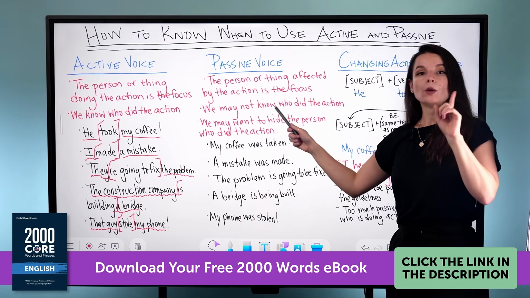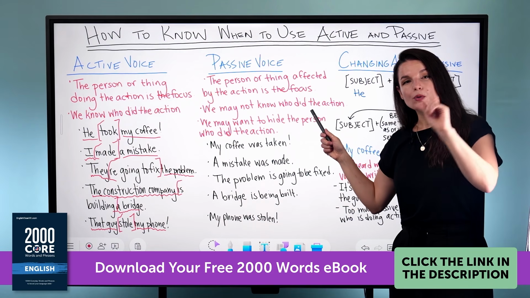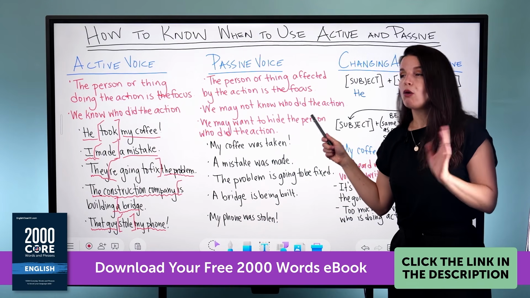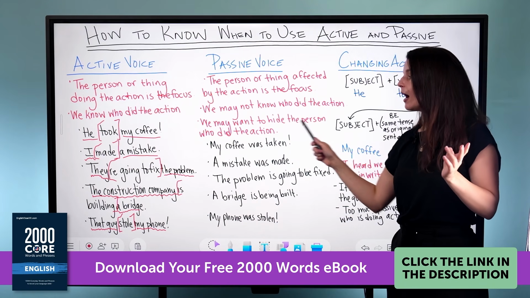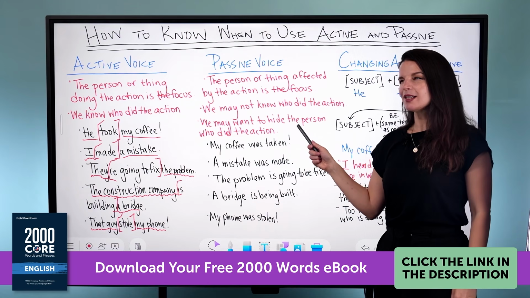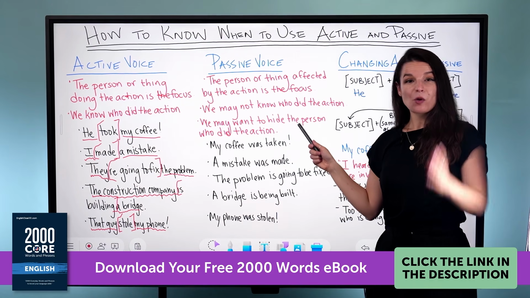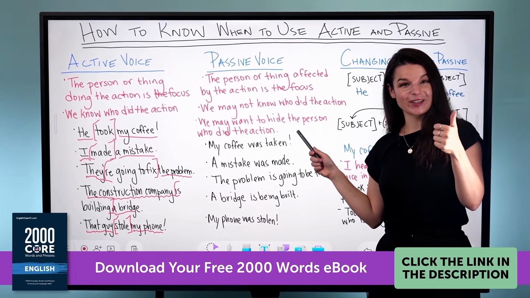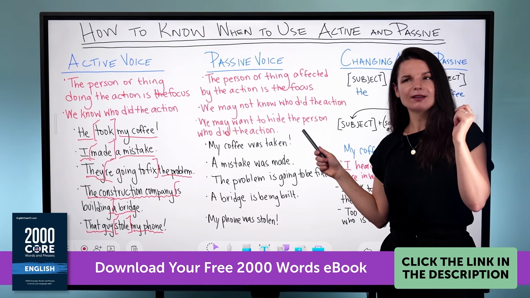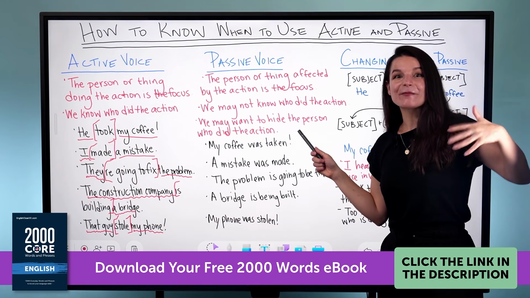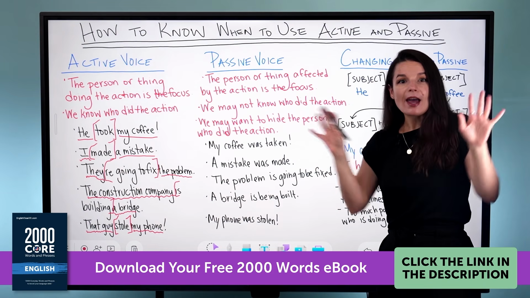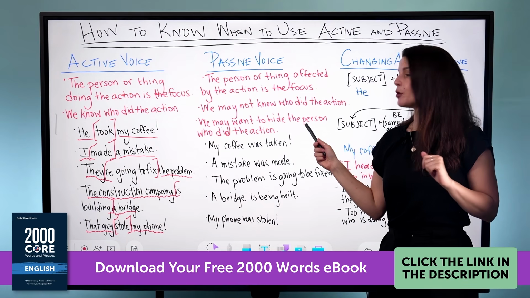Second, when we may not know who did the action. Like, we don't know the person who did the action, or we want to hide the person who did the action. You might say, why do we want to hide the person who did the action? One, children like to use this grammar point when they did something wrong, when they did something bad, okay? Or bad people, when they did something bad and they want to hide it, or they want to try to get away from responsibility, they may use the passive voice.